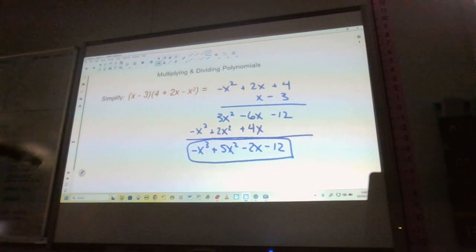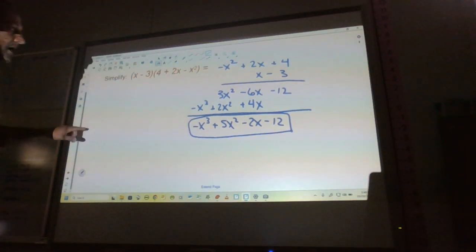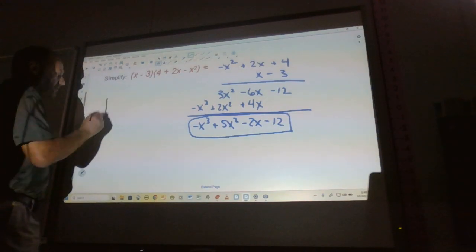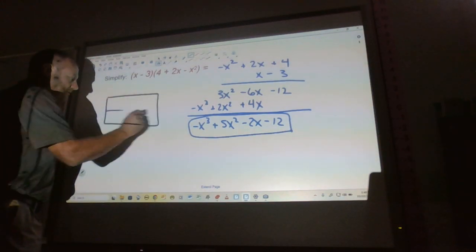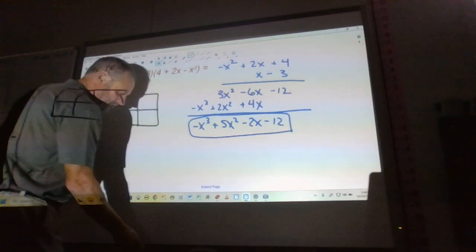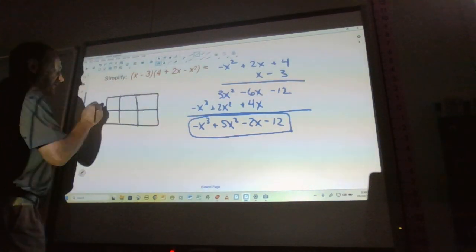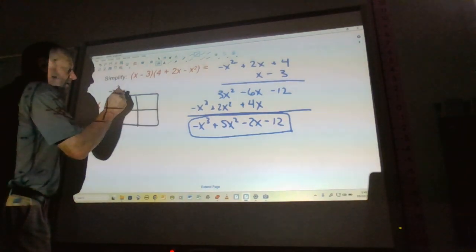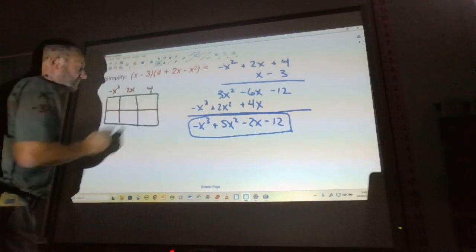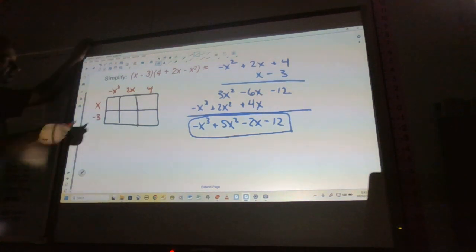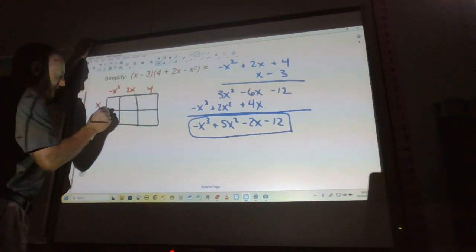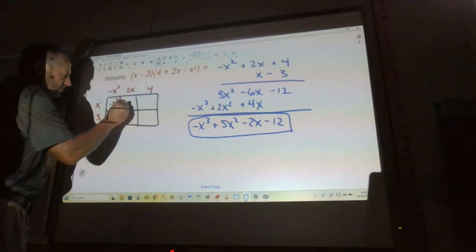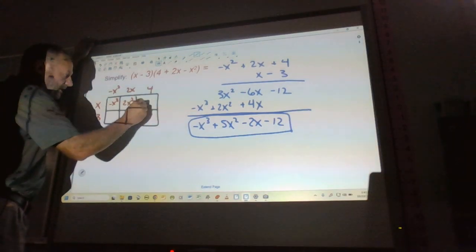Okay, now another way you can do this, some people like, is you can do like an area model. Okay, and you can say, okay, I've got x minus 3 here, and I've got negative x squared, 2x, and 4 right here. And then you just find the area of each one of these little squares or rectangles. So this would be minus x cubed. X times 2x is 2x squared. X times 4 is 4x.